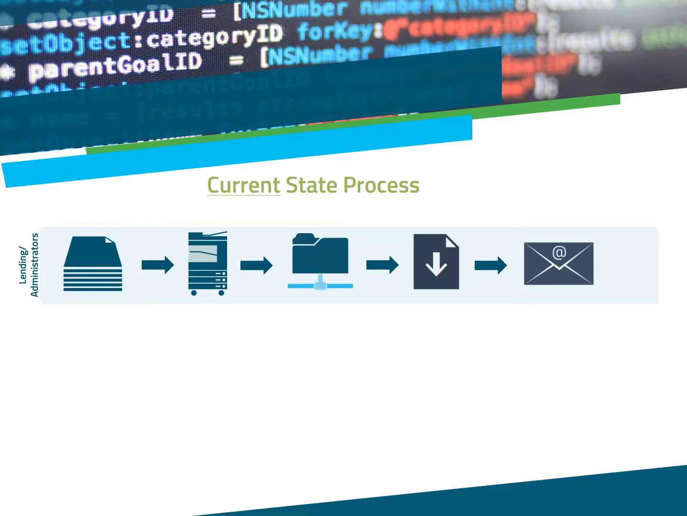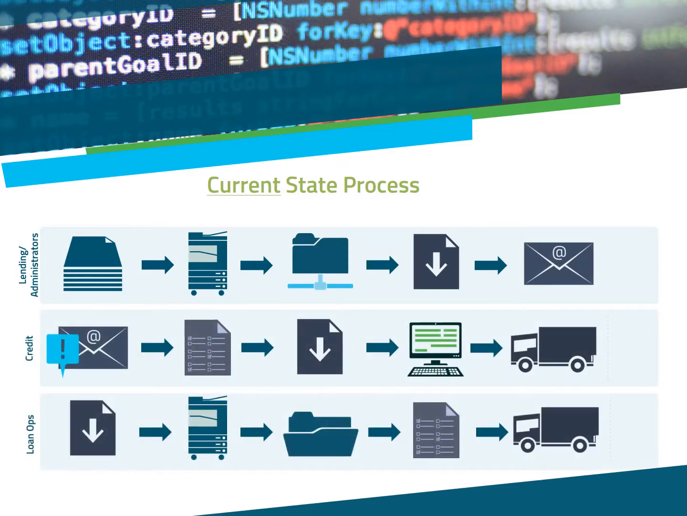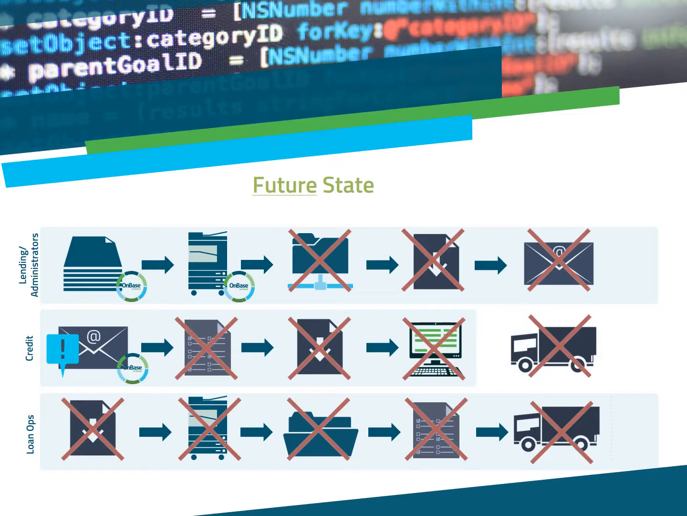So again, what's the current state look like? I show them these three areas, and then what the future state would look like if they use our software. You can see from a visual level, it's pretty powerful in terms of showing how the current state would go from 15 steps down to 3 steps. That's a pretty strong visual.